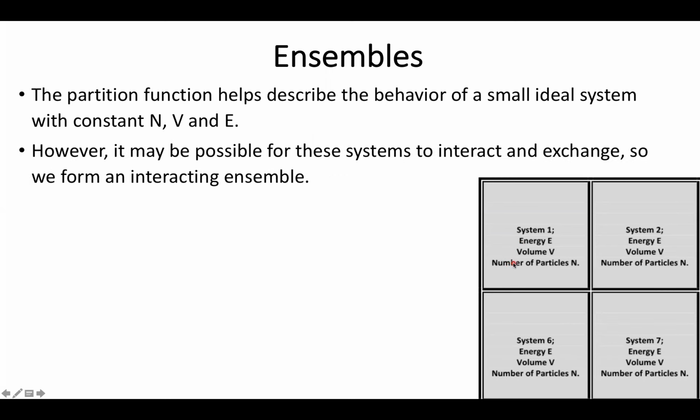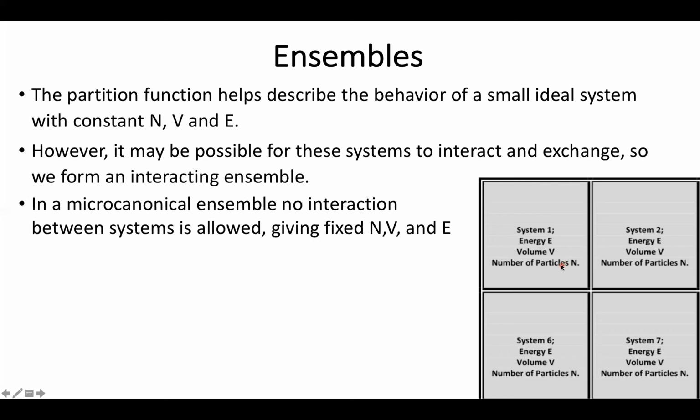However, it's going to be possible to allow for these systems to interact and exchange if we form an ensemble. So not just looking at one system, but say a group of 2, 4, 6, infinity number of linked identical systems. So depending on what sort of interchange you allow between these systems, that's going to dictate what kind of ensemble you're looking at. So the simplest form of ensemble is called the microcanonical ensemble.